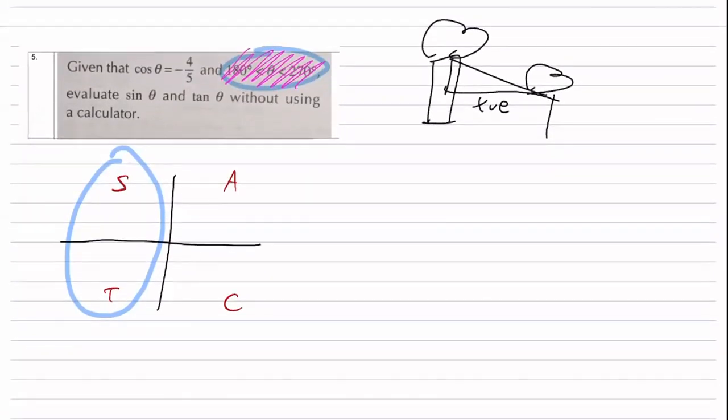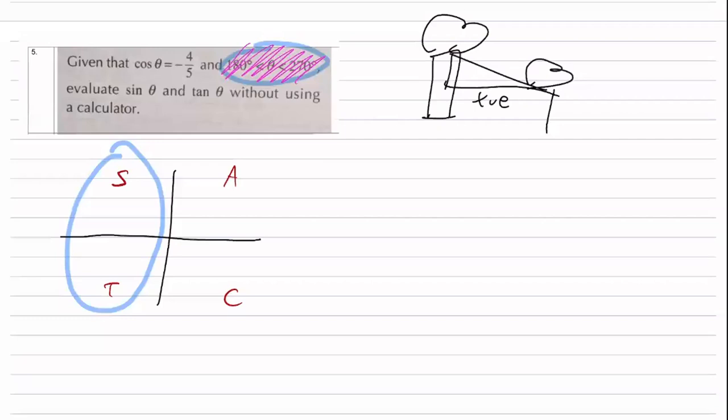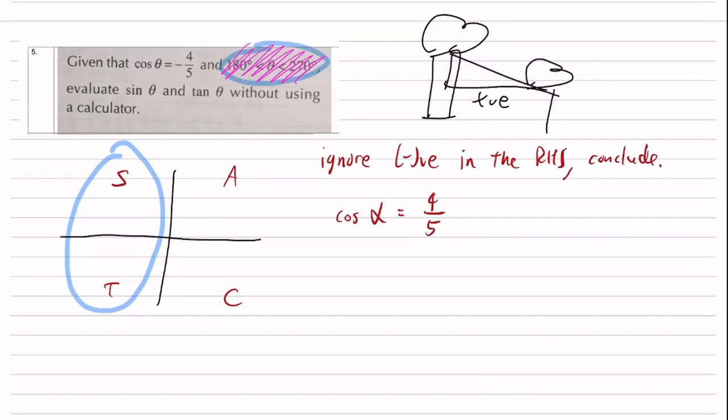Here's how you do it. Ignore the negative sign. Then you just conclude that there's some cosine alpha that will be positive 4/5. Since cosine alpha is 4/5, what does it mean about my sine? A bit difficult to work out, right? So we draw a triangle. First, replace the theta with alpha. Okay, that's your step 1.